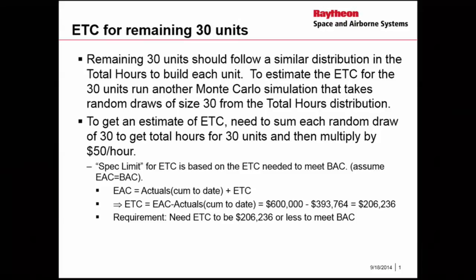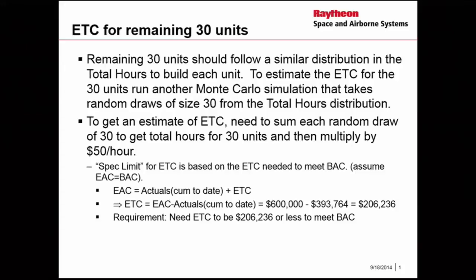So that's just what I was saying. The remaining 30 units should follow a similar distribution to the total hours. So to estimate the estimate to completion for the 30 units, I'm going to run another Monte Carlo simulation that takes random draws of size 30 from the total hours distribution. Then to get my estimate to completion, I'm just going to sum those 30 units up and multiply by $50 per hour.